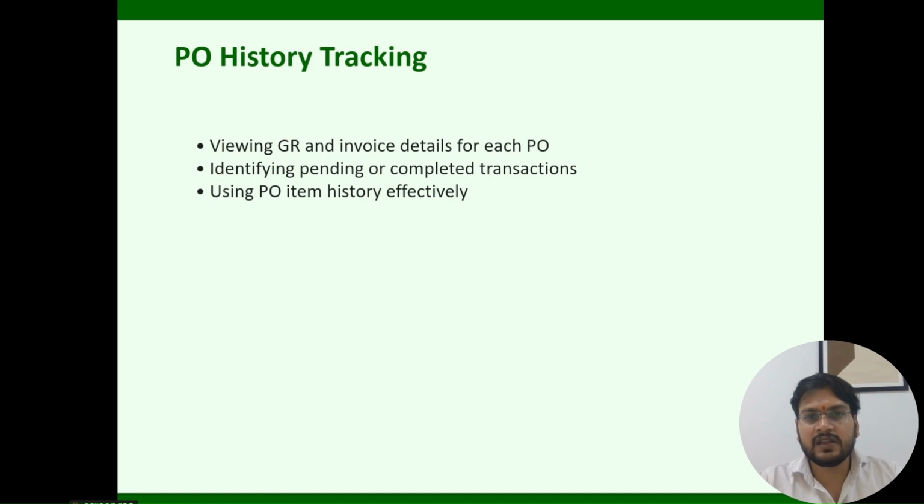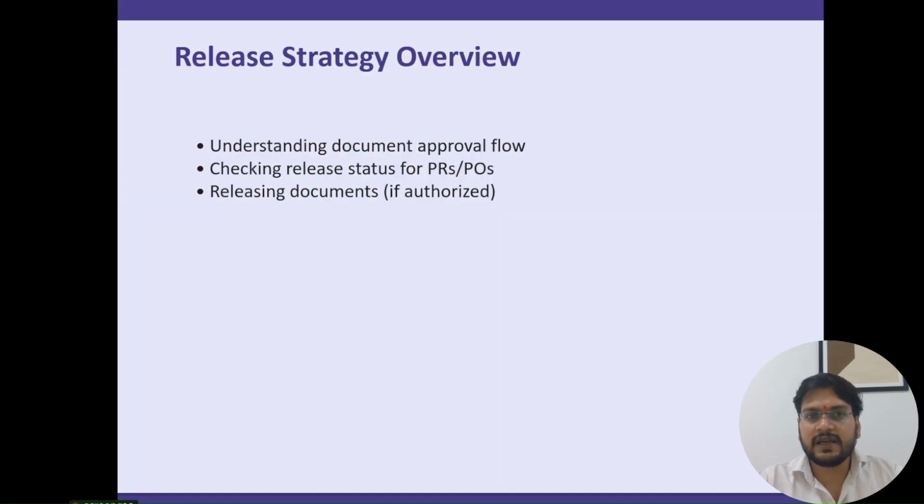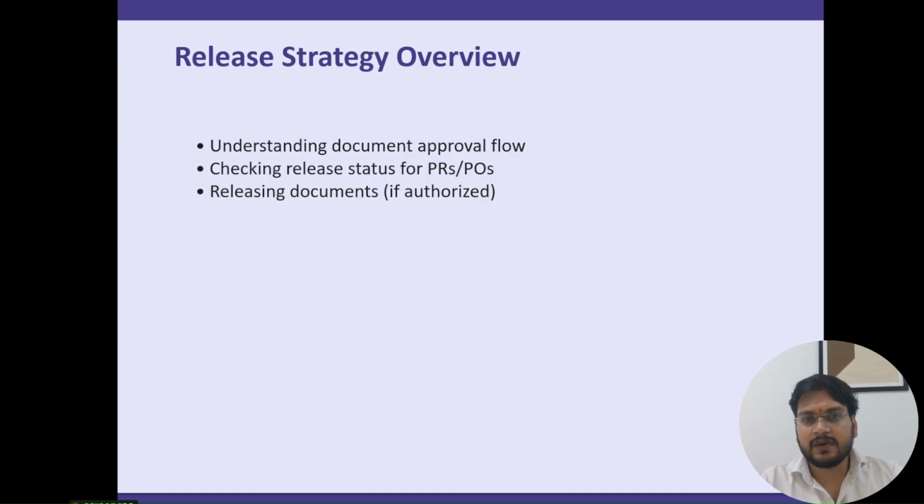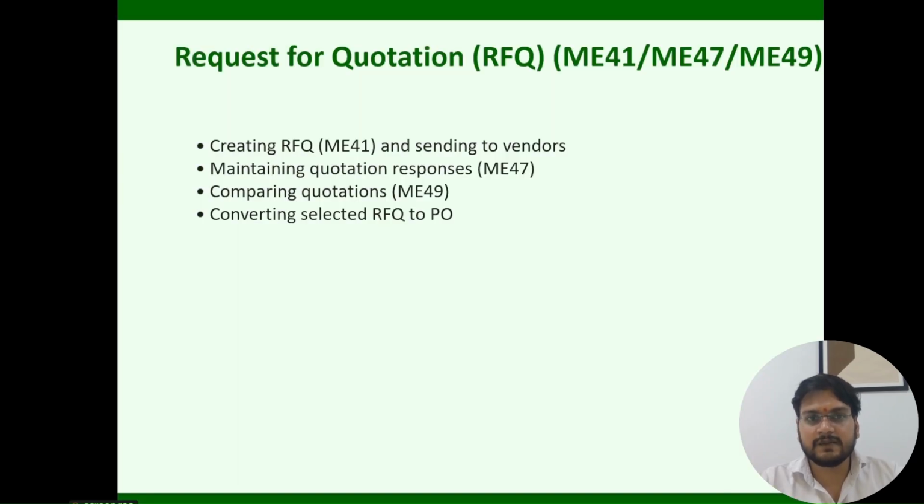like we can see all the reports, how much quantity is ordered, how much is on order, how much is already invoiced, how much is already received, that all we can see. We have also seen release strategy, like when we are using that release strategy and what's the business use of that release strategy. For both purchase requisition and purchase order, we have seen release strategy.